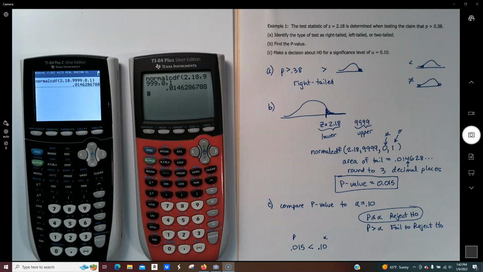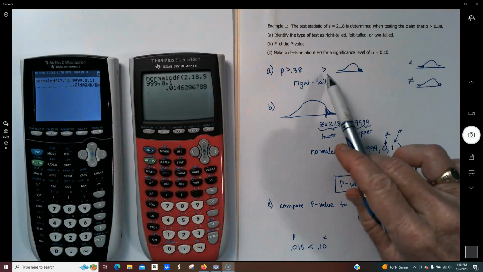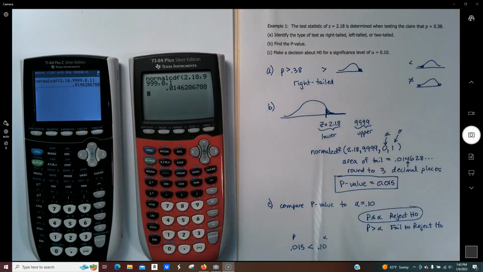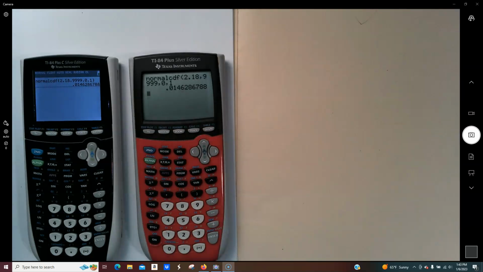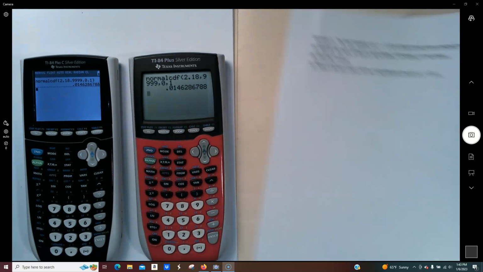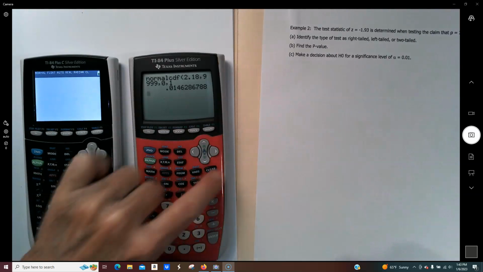All right, we're going to do another example to show a different one of the 3 possible cases. Again, this was a right-tailed test with the greater than symbol. So we're going to do another example of a different version of the test. I'm going to go ahead and clear out both my calculators also. Clear and clear.